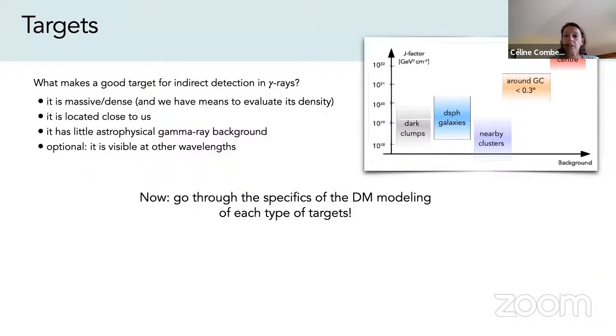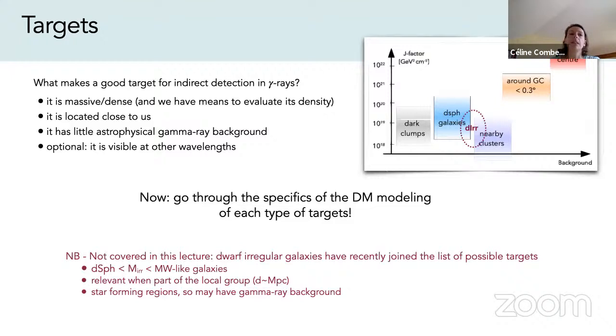We're going to go through the specifics for each target, but a little bit of a disclaimer. In recent years, people have started also looking at dwarf irregular galaxies. These are galaxies that in terms of mass are in between the dwarf galaxies we're going to study in a minute and Milky Way type halos. Some of them are part of our Local Group, so they have typical distances of the megaparsec scale, not so far. So they could be interesting for indirect detection. The only thing is that these are galaxies that are forming stars. They have active star forming regions, so there might be some gamma ray background.